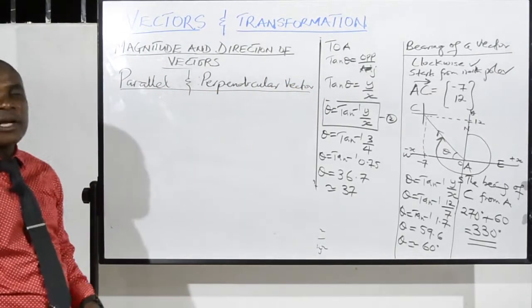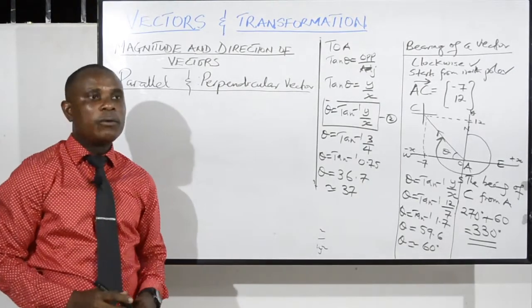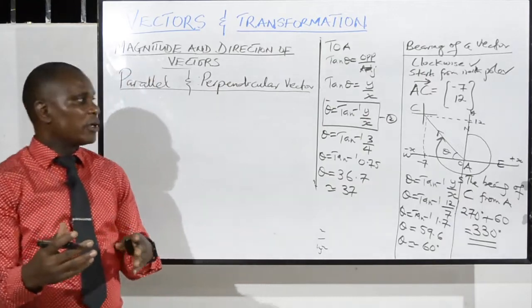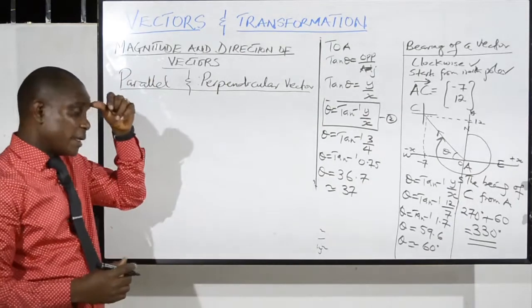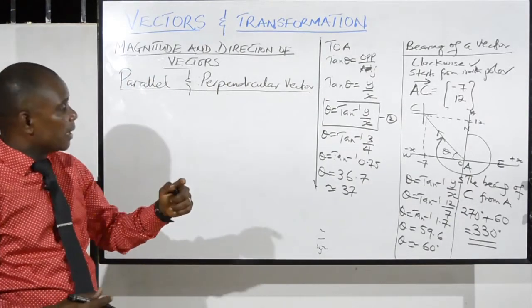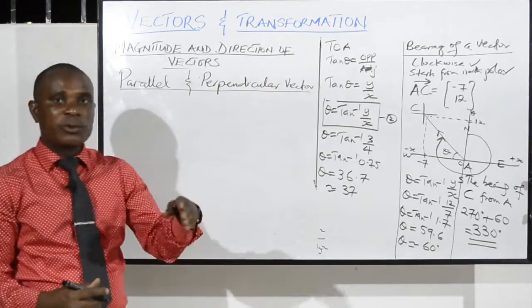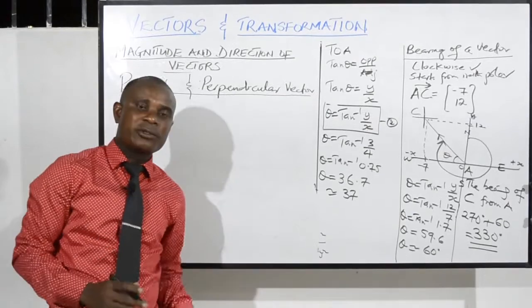Now, two vectors are said to be parallel if one is a whole number multiple of the other. What do I mean by that? If one vector is a scalar multiple of the other, then the two of them are said to be parallel vectors.